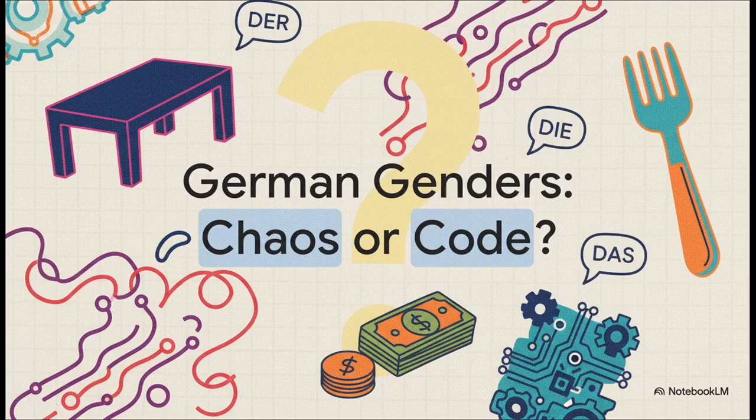You know the feeling, right? You're learning German and you're just trying to remember why is the table masculine, der Tisch, but the fork is feminine, die Gabel, and money, das Geld, is neuter? It feels totally random, like you just have to memorize a giant, endless list of der, die, and das. But is it really just chaos, or is there a code hiding in plain sight?